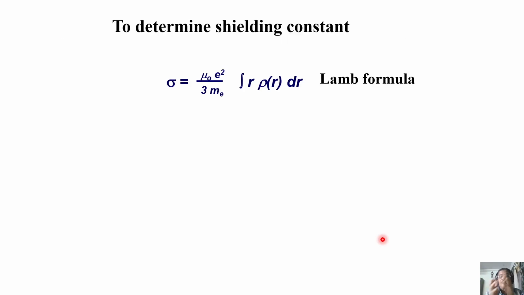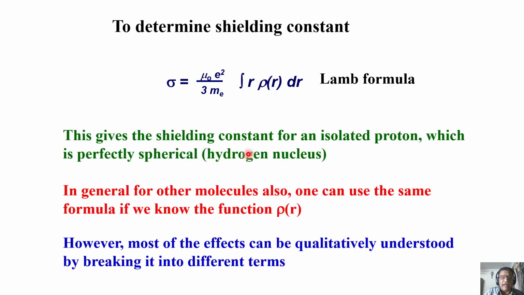Now, to determine the shielding constant, we also use a formula. You may ask me a question, how did I get this 26? I said I don't want to go into the theory. I simply give you one formula. This is called Lamb's formula, the formula given by Lamb. This gives the shielding constant for an isolated proton which is perfectly spherical.